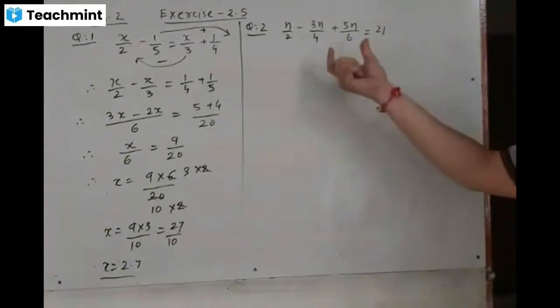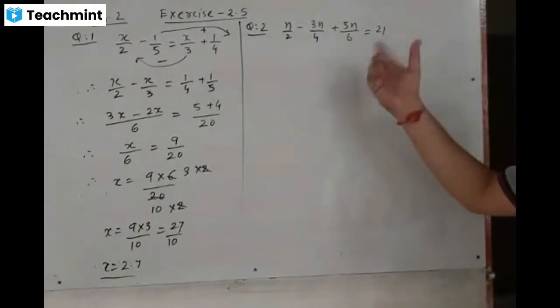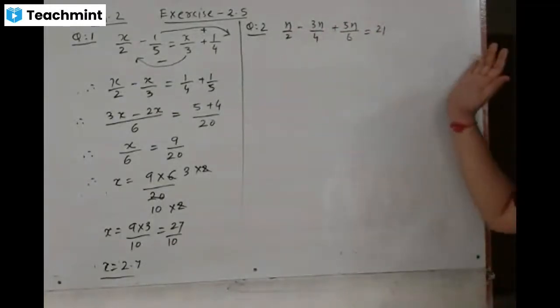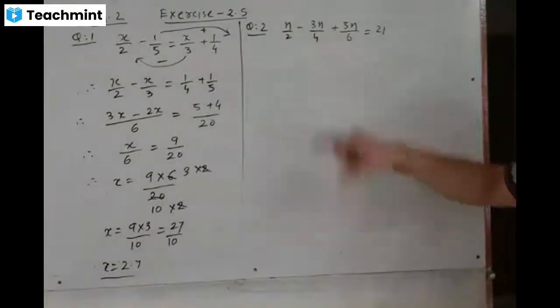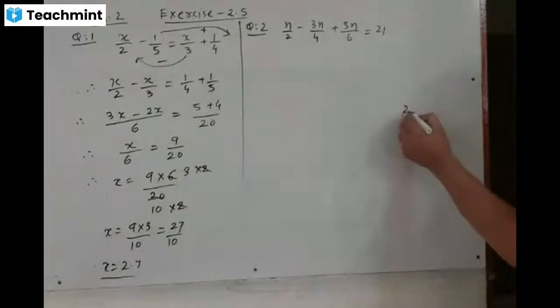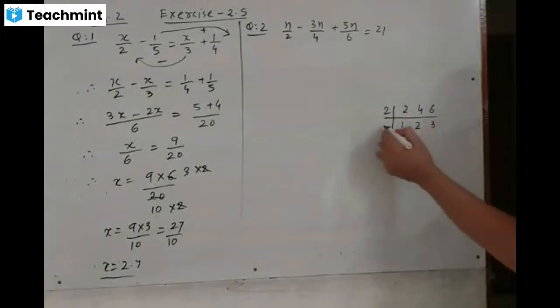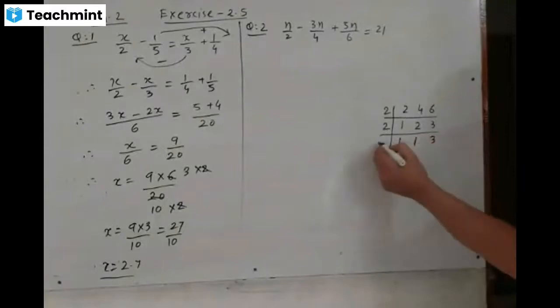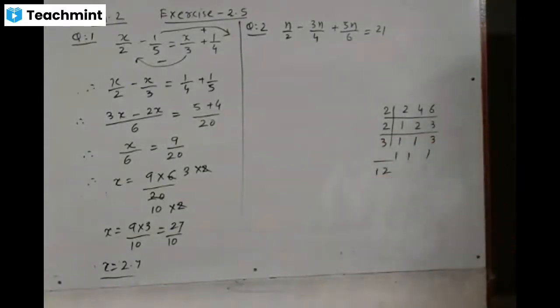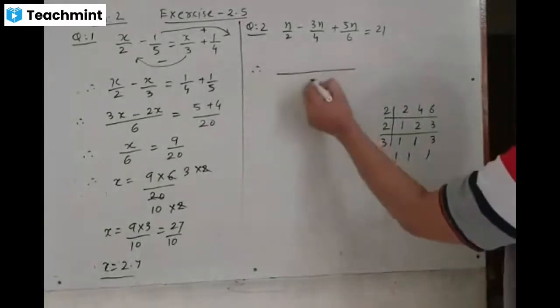Okay, here we do not need to arrange anything, because the variable terms are all on one side and the constant term is on one side. Okay, so then we take the LCM of the denominators. What is the LCM of 2, 4 and 6? First we find the LCM of 2, 4, 6. 2 ones are 2, 2 twos are 4, 2 threes are 6. Again we divide by 2, 2 ones are 2, 3 threes are 3. Therefore the LCM is 12.